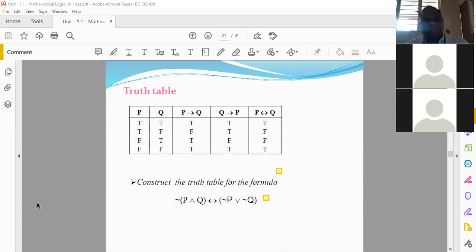That is an equivalence, or biconditional, or if and only if: P if and only if Q. How to read out P implies Q? Anyone, please? How to read out P implies Q? Yes, sir. Very good. 527.